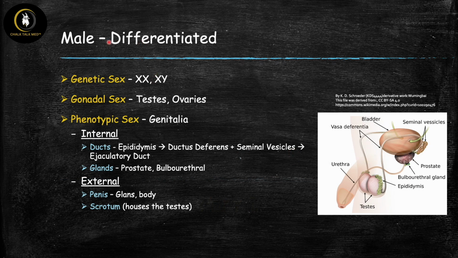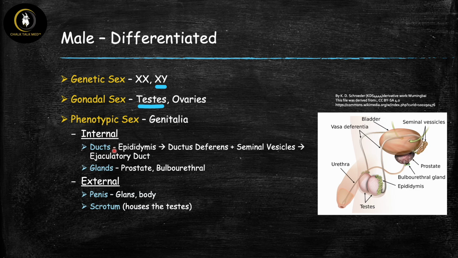All right, so let's start with the reproductive organs in the male. So genetic sex means what's the chromosome, and in this case, it's going to be XY. Gonadal sex means what are the gonads, and in this case, it's going to be the testes. And then phenotypic sex refers to the genitalia. We can break down genitalia into internal genitalia, which is inside the body, so not visible, and then external genitalia, which is outside the body, so visible. So if we start with the internal genitalia, we have the ducts and the glands.